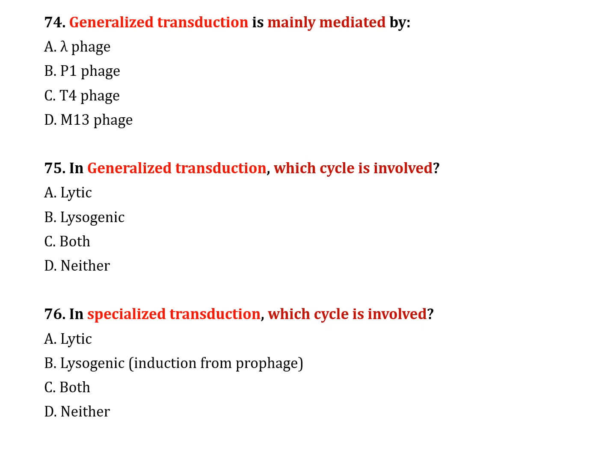The next question, number 74: Generalized transduction is mainly mediated by: option A, lambda phage; option B, P1 phage; option C, T4 phage; option D, M13 phage. Correct answer is option B, P1 phage.